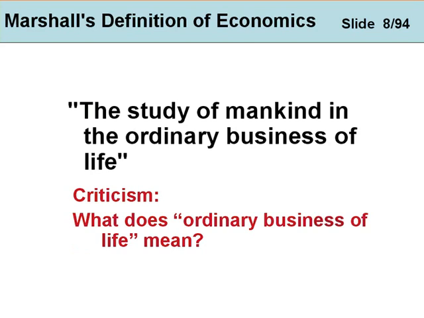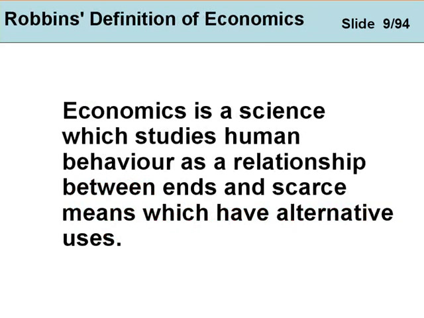I suppose the most popular definition of the subject is a bit more sophisticated and a bit more long-winded, one that you should really come to terms with, and that is Robbins' definition. As you can see, it's a much more extensive definition of the subject. It says, economics is a science which studies human behavior as a relationship between ends and scarce means which have alternative uses. Much more sophisticated than the previous two. In fact, this definition is full of meaningful terms that we should study and understand if we're going to have a better understanding of economics.